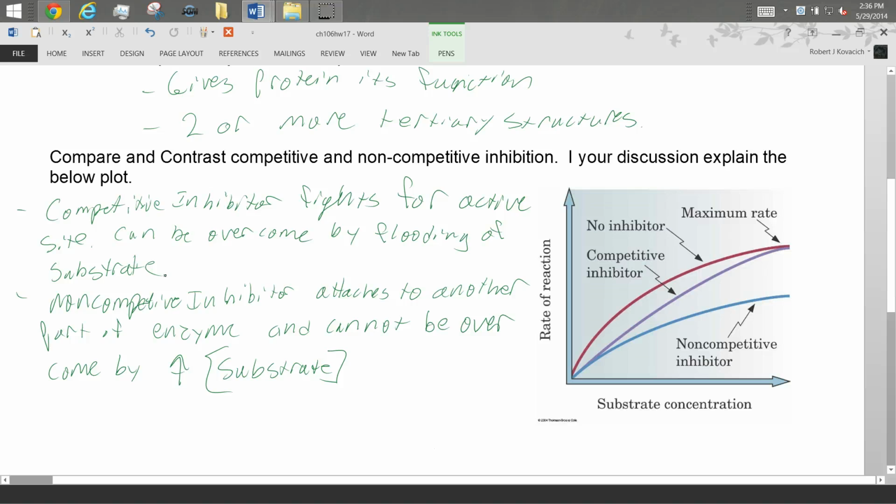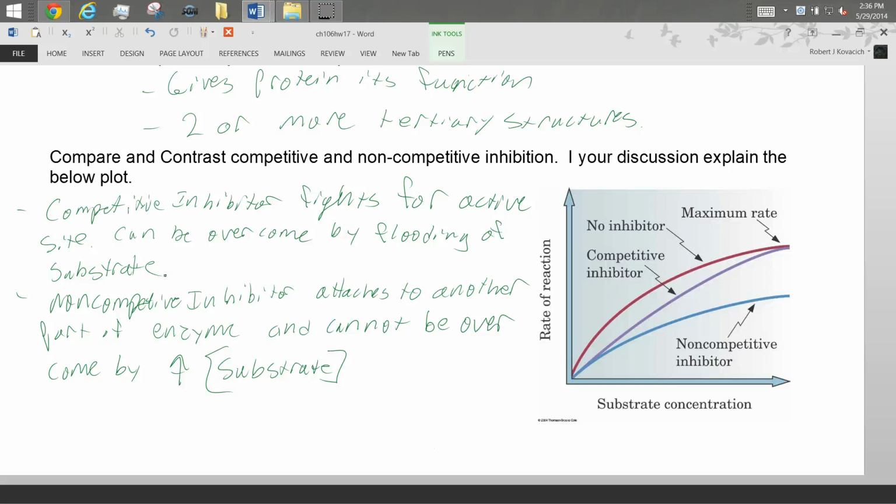So since the non-competitive inhibitor attaches to someplace other than the active site, you can't just throw a whole bunch of substrate in and fight it. It's actually deactivating the enzyme by messing with the backside of the enzyme. So now the enzyme's active site isn't correct.